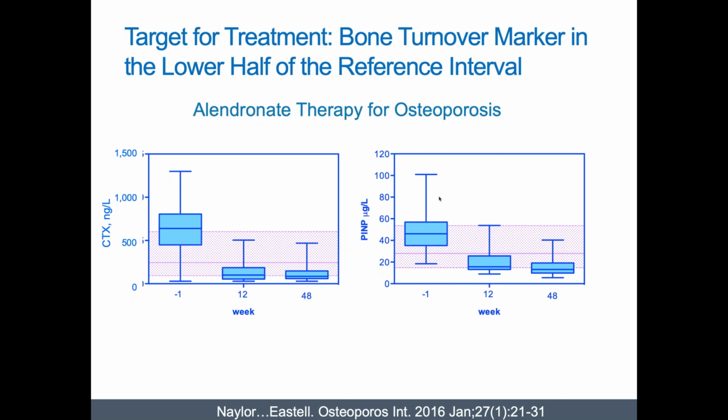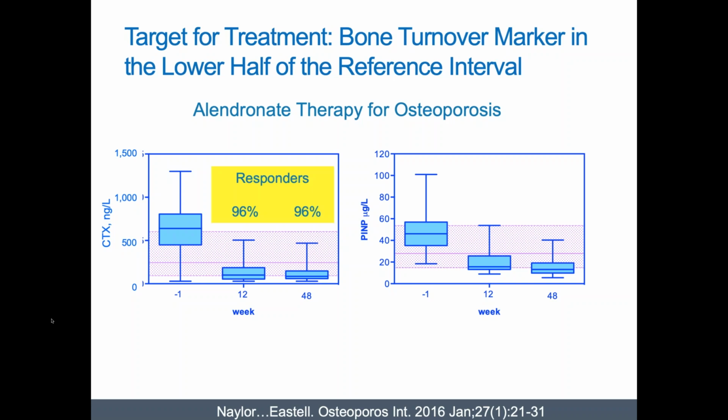Whereas if you look at the 12-week or the 48-week, almost everybody who's been given alendronate falls below the horizontal line. So this indicates that the vast majority of patients are responding when we give alendronate and we look at the CTX level. Similarly, when we look at the P1NP, when nobody's been treated, the levels are all above the average for young women, whereas when we give the treatment, almost everybody is below that value.